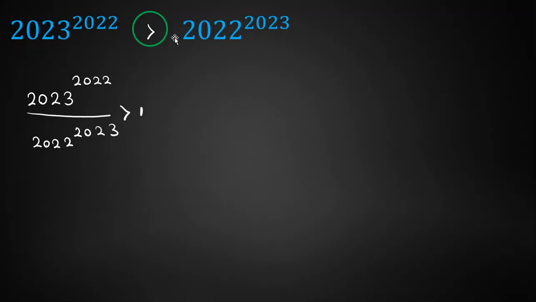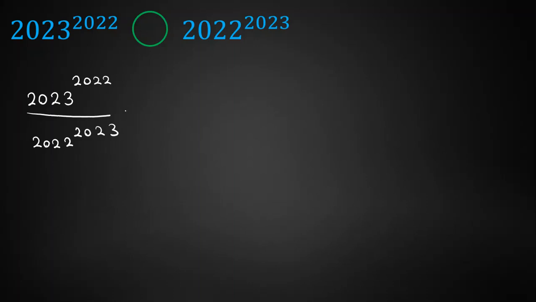If the left number is less than the right number, the numerator is less than the denominator, so the fraction is less than 1. And if they are equal, it is equal to 1. So we should compare this fraction with 1.